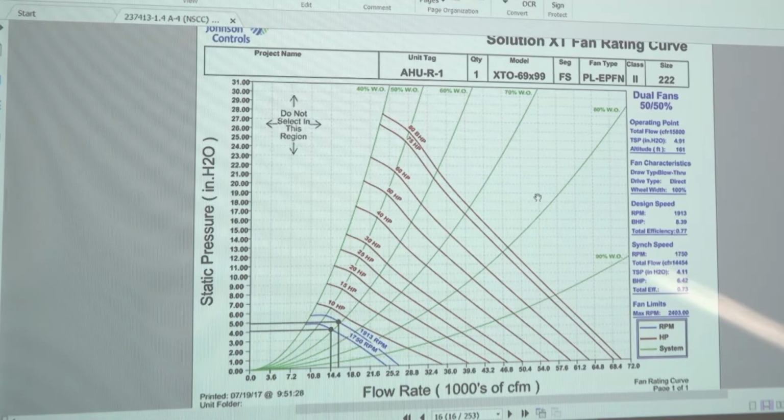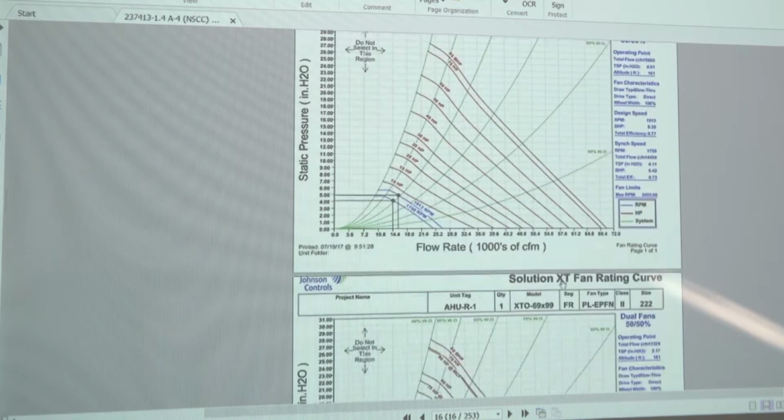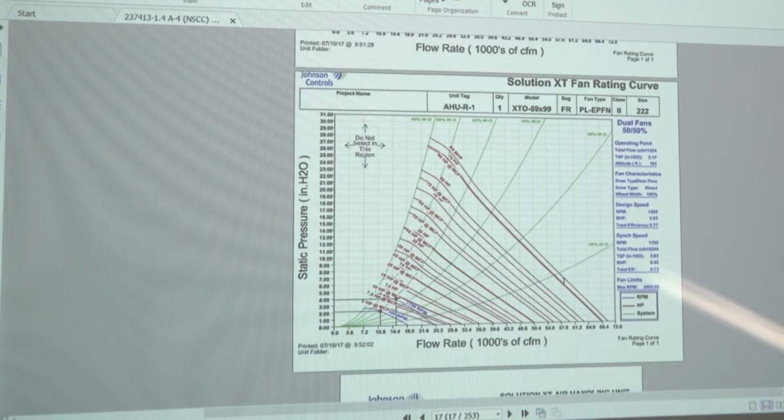So as you move further down the submittal data, you get into the air handling units, their selections of their fans. Dual fans, 50-50%, shows you all your operating CFMs, your statics, your fan characteristics, design speeds, RPMs. You'll have this for both the supply fans and the return fans.